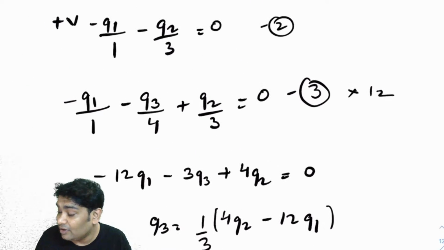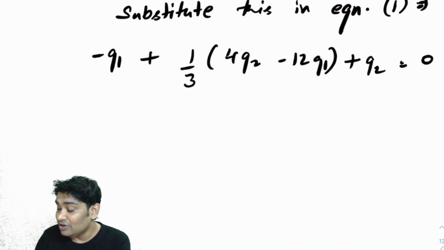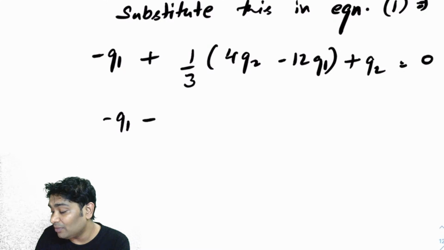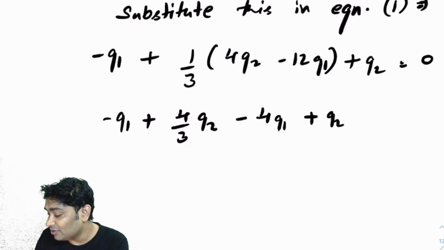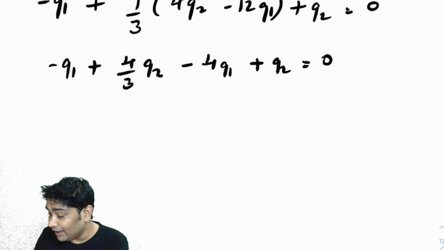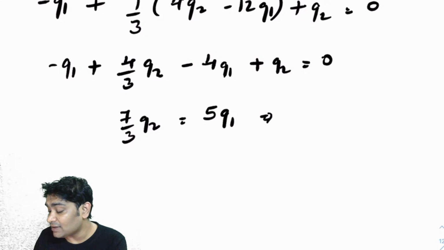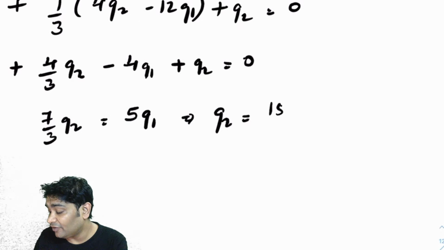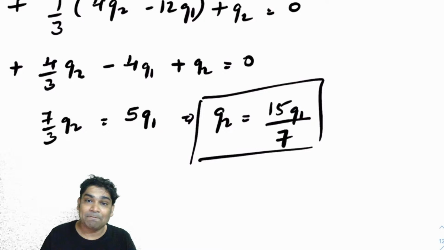Alright, so let's try and find q2 in terms of q1 now. Let's simplify this. Minus q1 plus 4 by 3 q2, then I'm getting minus 4 q1 plus q2 equals 0. So if I take all the q1s on the other side, I'm getting 7 by 3 q2 equals 5 q1. Alright, from here I can say q2 equals 15 q1 over 7. Alright, so this is what I get.